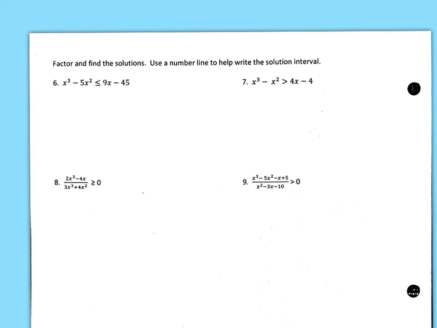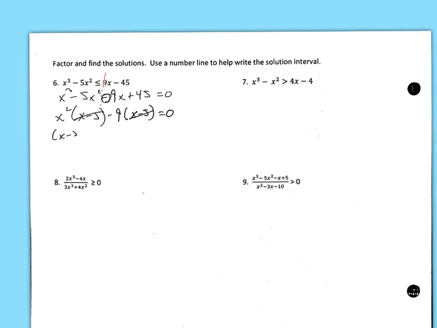So we're going to make this thing set equal to 0. X to the third minus 5x squared minus 9x plus 45. Set it equal to 0 and factor it. 4 terms, so we're going to factor by grouping. First two have x squared in common, leaves you with x minus 5. That second group starts with a negative, so we're going to factor out a -9, and then that leaves you with x minus 5. The common factor is x minus 5.